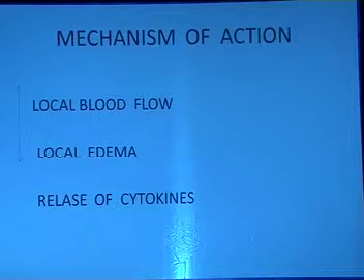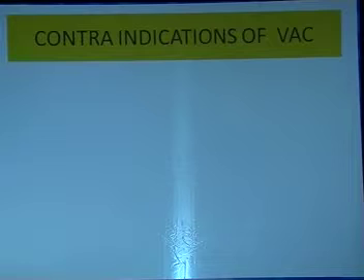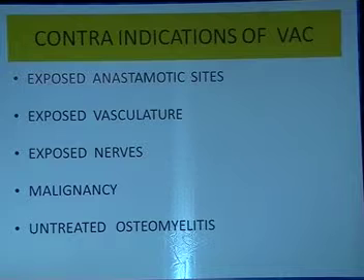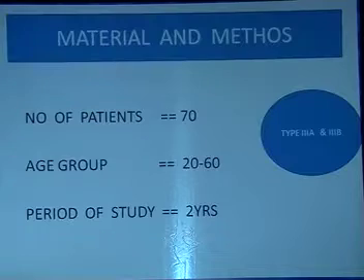This is the final picture. As for the mechanism of action of vacuum assisted closure, in short, VAC converts an open fracture wound to a controlled closed wound. It increases local blood flow, decreases local edema, and gives mechanical stretch on the cytoskeleton with release of cytokines. But there are certain conditions in which we do not use VAC: exposed anastomotic sites, exposed vasculature, exposed nerves, malignancy, and untreated osteomyelitis.